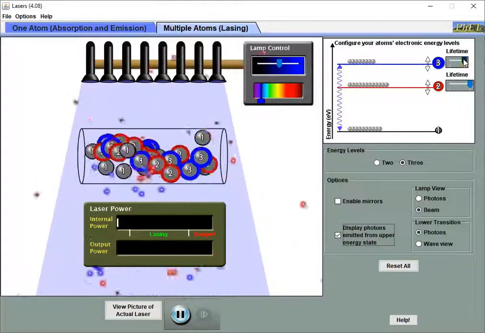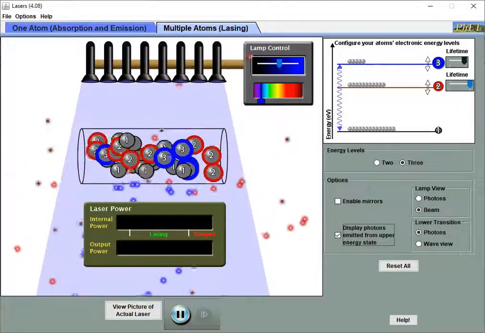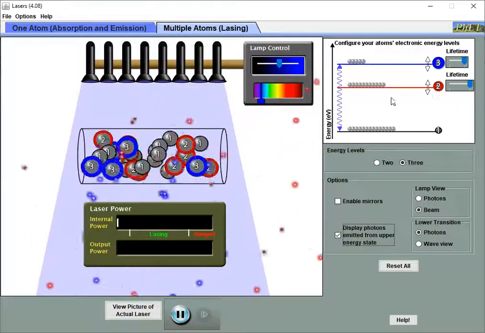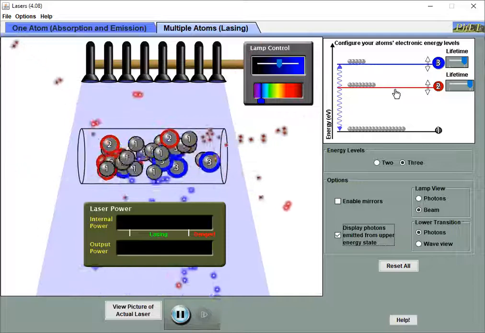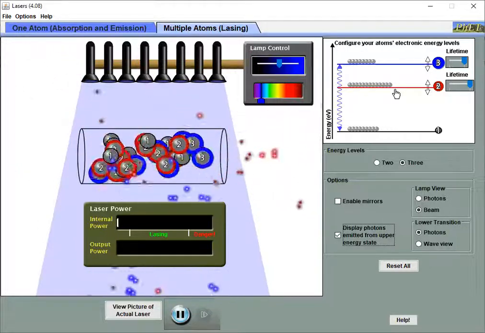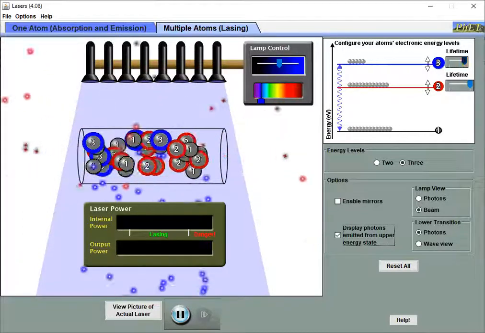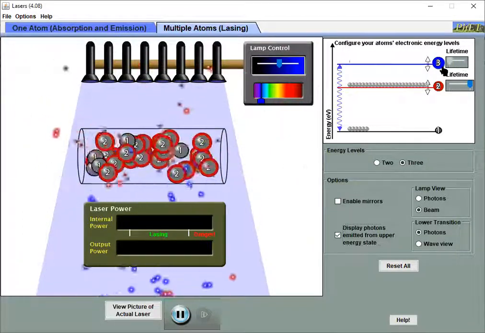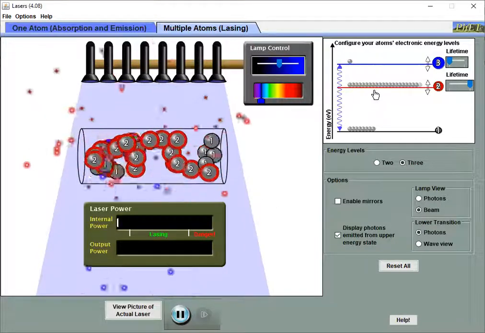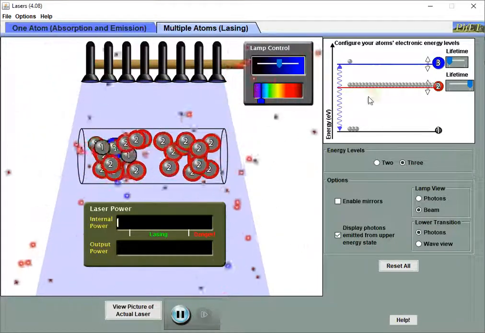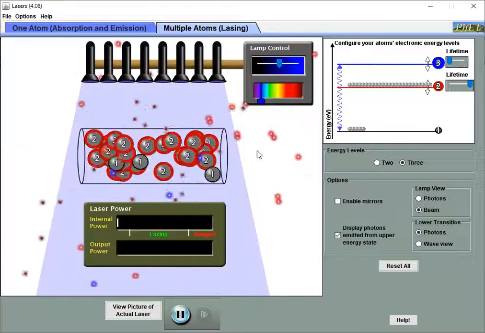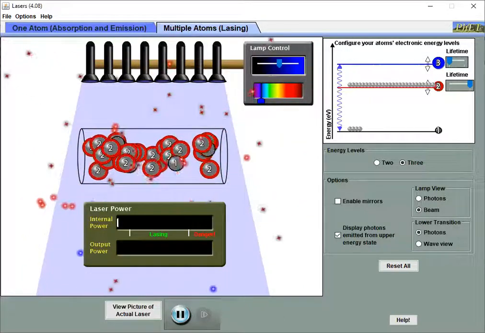But what if we play around with these lifetimes a little bit? See, what we want to do is really create lots and lots of n equal 2 states so that they can get triggered by other red photons. So if we take this lifetime and turn it way down, then we see we have lots and lots of reds. And when we take a look at our diagram, we have lots of reds heading off in pairs.